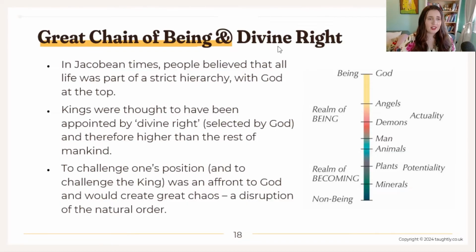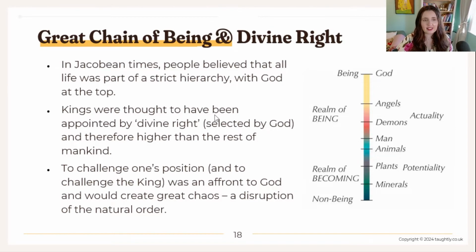So when Macbeth kills King Duncan, he is upsetting the Great Chain of Being, this natural order and hierarchy. But not only that, because people believed that kings had the divine right. We call it the divine right, as in they had been selected by God to be king. So when Macbeth kills the king, he's directly going against what God wanted. To challenge your position, and particularly to challenge the king, is an affront, an offence to God, and it's causing chaos. So when Macbeth does this, he disrupts the Great Chain of Being, he goes against the divine right of kings, and he breaks the natural order.